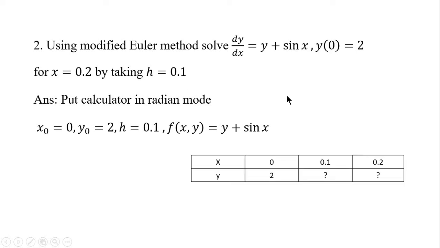Construct the table. We have to compute the value of y when x equal to 0.2. So up to 0.2 you have to go on repeating the steps. So when h is 0.1, within 2 steps we are going to find out the value of y when x equal to 0.2. As usual, x1 is x0 plus h. We have already found out it is 0.1.